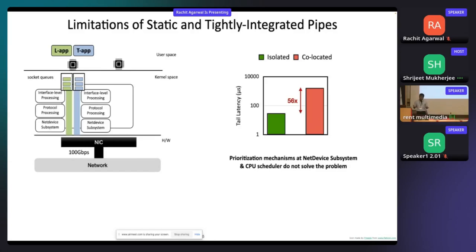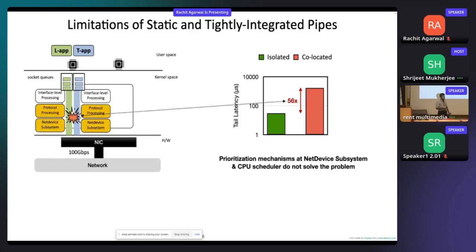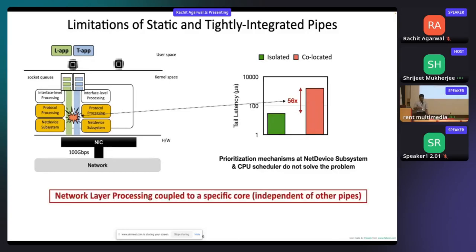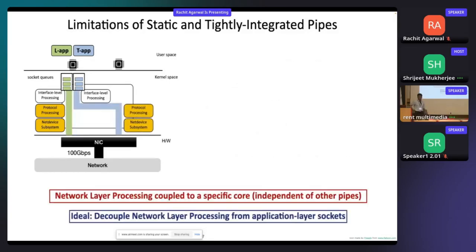What the network stack should do, which it doesn't do today, is realize that there's a problem and move it. For example, if there's a free core sitting there, I should be able to move this processing to the other core, right? This should be the job of the stack. But today, these two pipes are completely independent. They do not even know each other's existence, and hence the stack does nothing for you. You have to go and do all these optimizations.